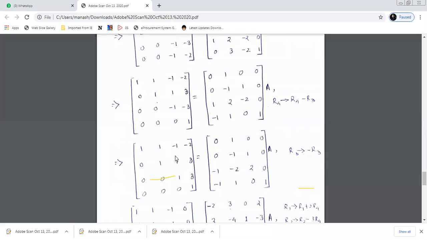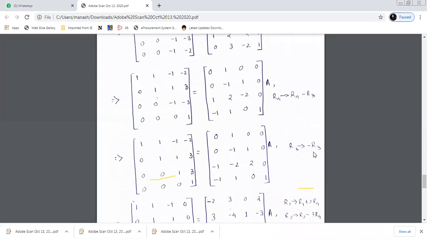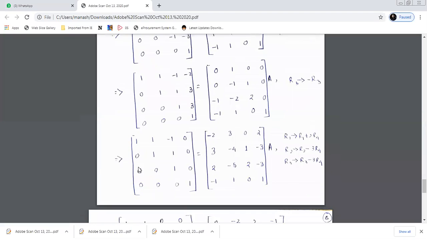Now what we have done, we change row 3 to minus row 3. So you have to multiply the elements of row 3 by minus sign. So when you multiply by minus sign, it is 1 and 3. Same operation we do on the right hand side also. Now what is left only, you have to make these elements equal to 0. Now in one single step we can make these elements equal to 0.